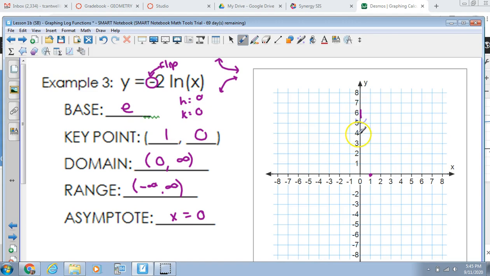Our asymptote of x equals 0. And then to get those other values, to know how quickly it's increasing, we would need to use our calculator again. At 0 does not exist. 1, 0. At 2, it's -1.4. And at 3, it's -2.2. And so our graph is getting closer to the asymptote, and here we're getting a nice curve.